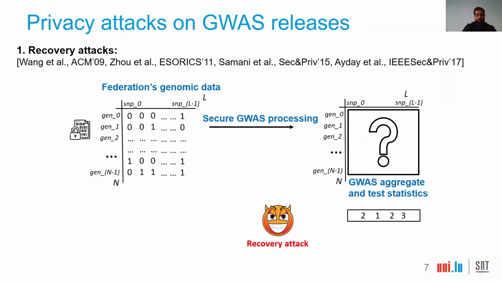Now let's see in more detail the privacy attacks on GWAS releases. We have the recovery attack, where the federation gathers encrypted genomic data and processes it in a secure manner, and then it finally releases the statistical results. However, in a recovery attack, the adversary can observe the statistics and might be able to compute many possibilities for the sequences of the genotypes of the individuals and might be able to find the correct sequences, and then identify and infer with success the genotype sequences of people that have participated in a study.